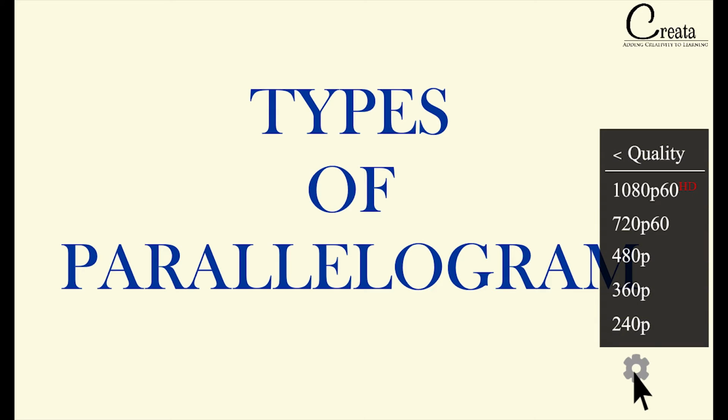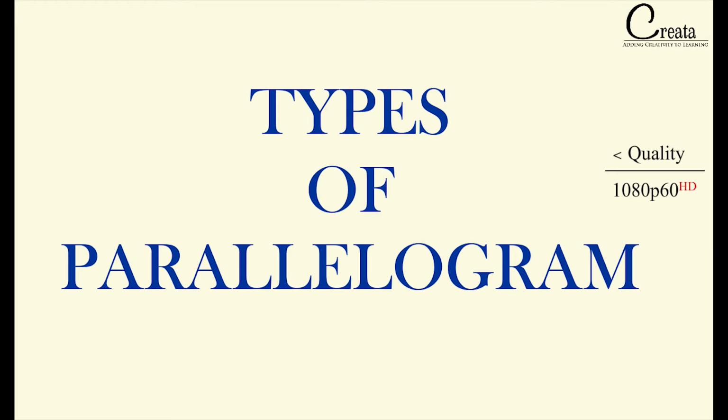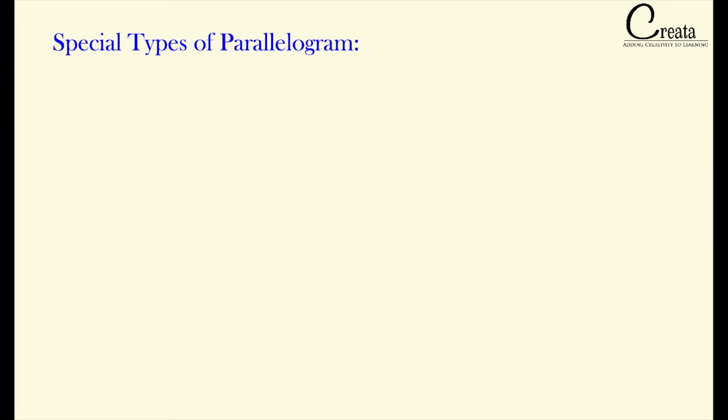This is the third lecture under the quadrilateral series. In this lecture, we will cover the various types of parallelograms, including rhombus, rectangle, and square. We will cover the properties of these parallelograms in great detail. Let's begin with the lecture.